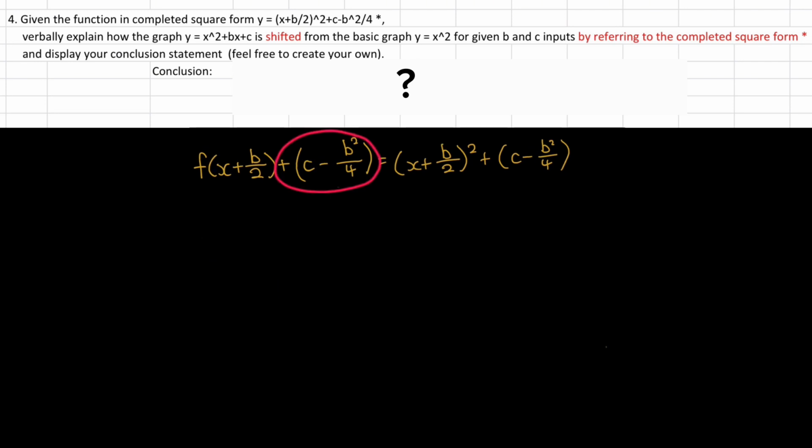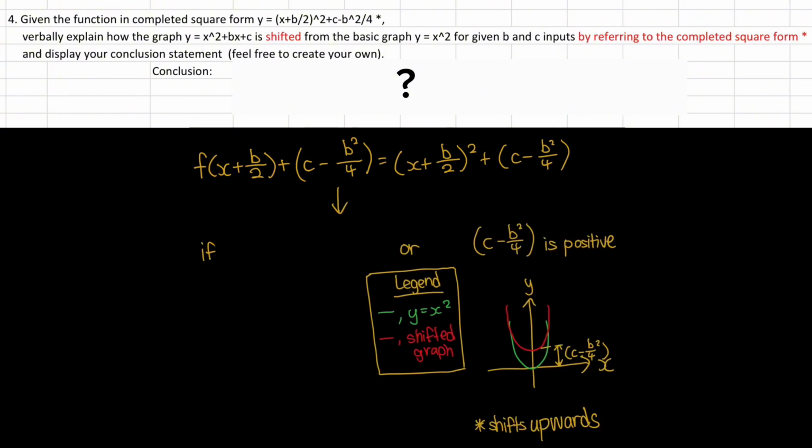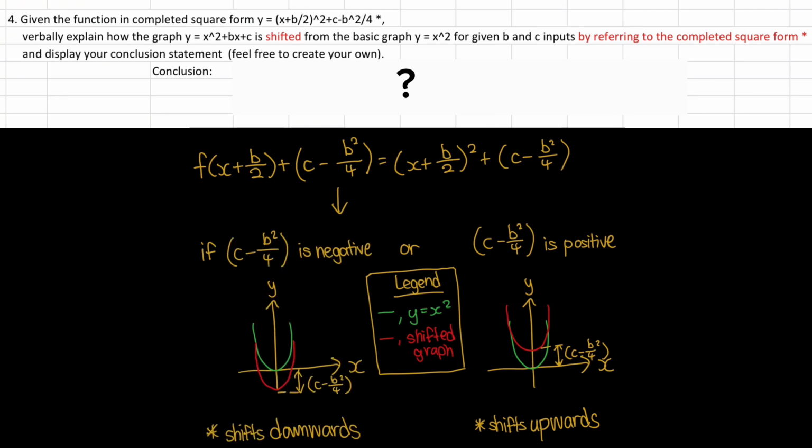And focusing outside of the function, c minus b squared over 4 works similarly to b over 2. However, it shifts the graph by c minus b squared over 4 units, either upwards when c minus b squared over 4 is positive, or downwards when c minus b squared over 4 is negative, all while staying parallel to the y-axis.